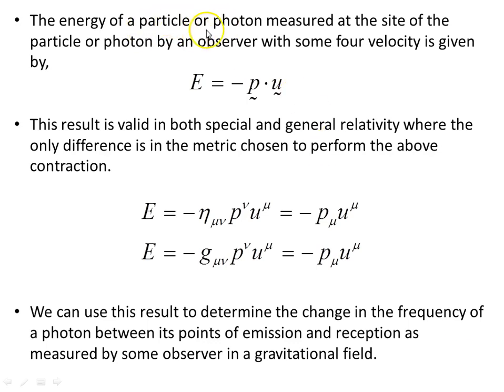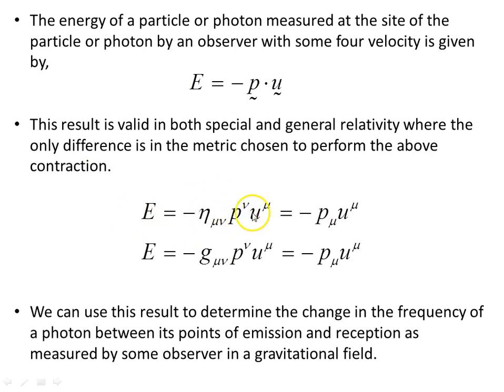Right, the energy of a particle or photon, measured at the site of the particle or photon by an observer with some four velocity, is given by E = -p · u, the four momentum dotted with the four velocity. That holds for a particle or a photon, so a particle with mass or a massless particle. The result is valid in both special and general relativity, where the only difference is in the metric chosen to perform the above contraction.